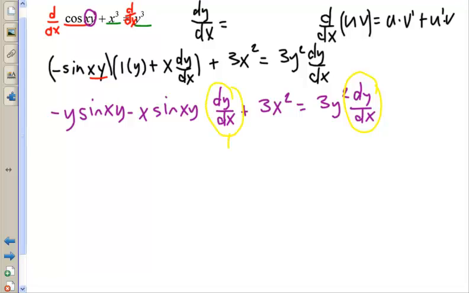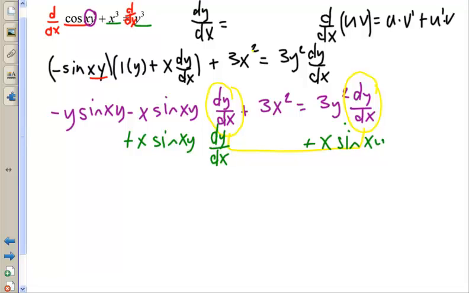And so on this part, we want to get these guys together on the same side of the equation. To do that, one of them has to move. It doesn't matter which one moves. Just one of these has got to change sides. I think it's easier for this particular problem to just add x sine xy dy dx to both sides, because there's less stuff that has to move later.